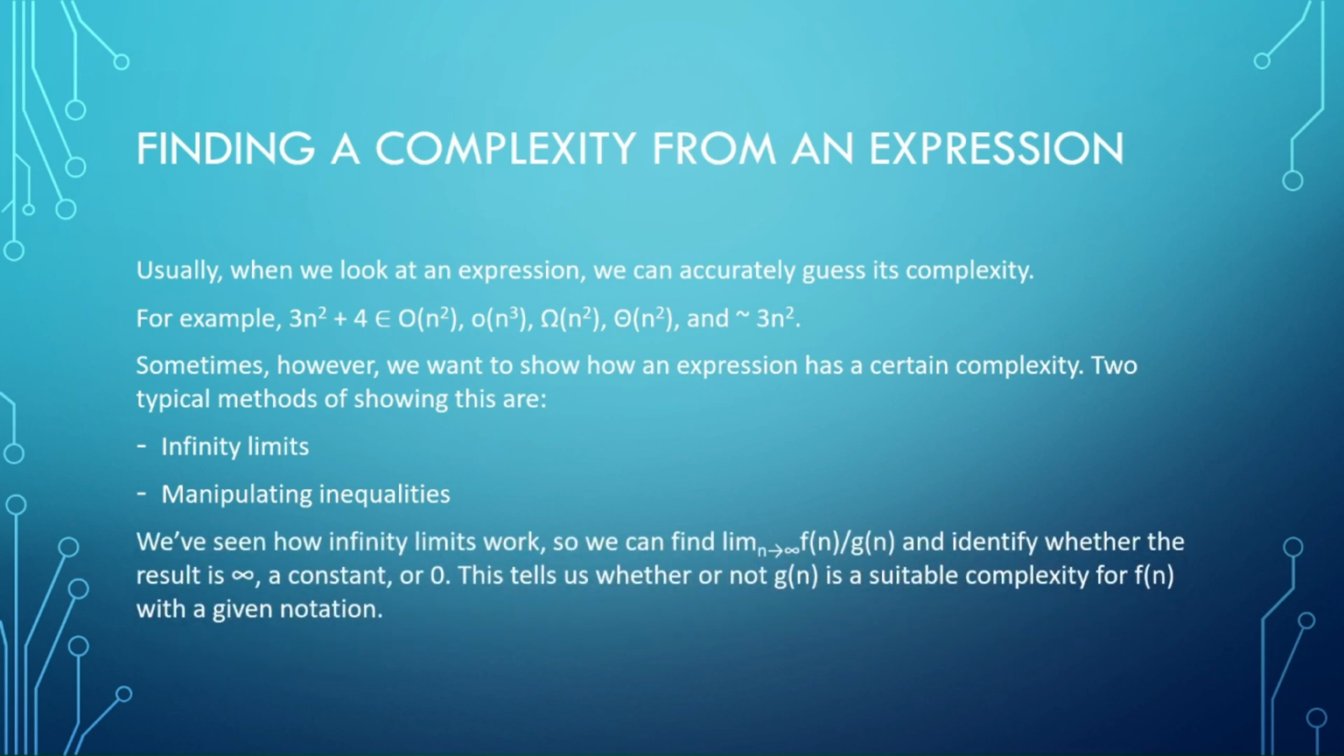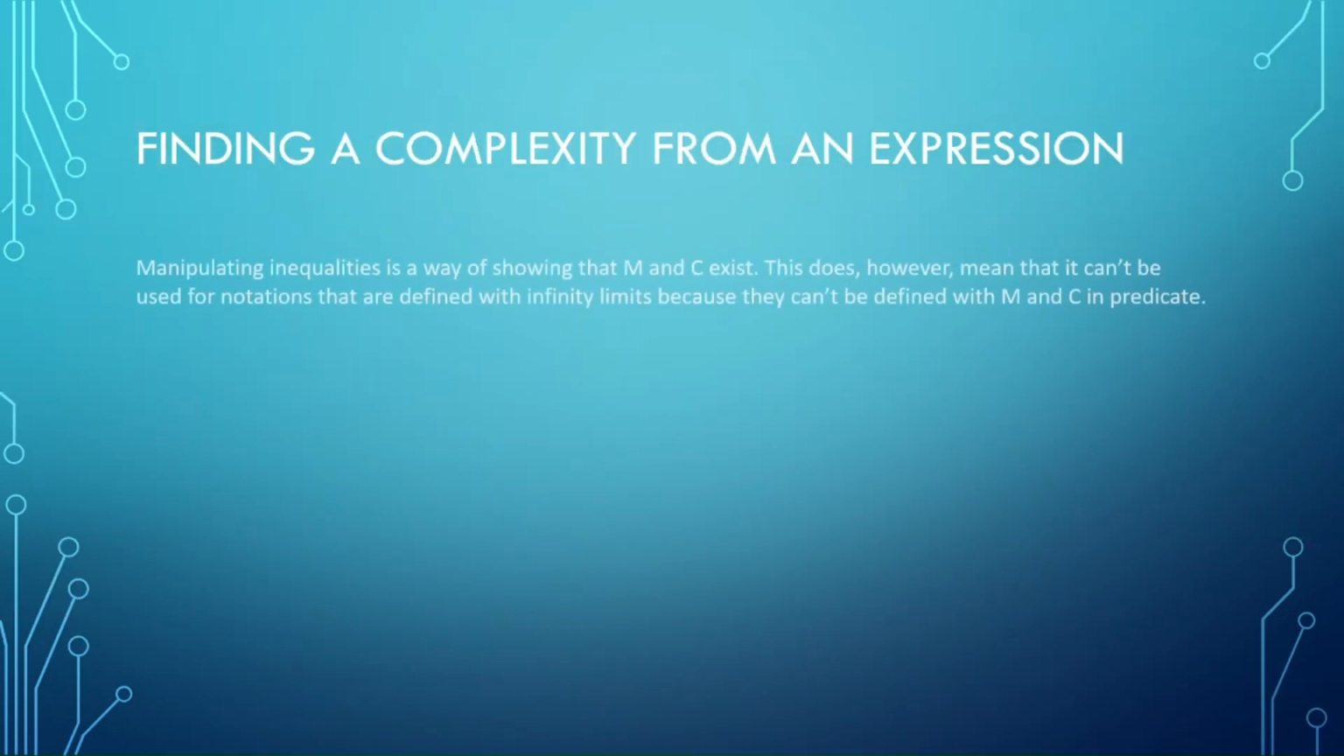We've seen how infinity limits work. We can find the limit as n approaches infinity of f of n over g of n, and we can identify which of the three scenarios occurs, whether the result is infinity, a constant, or 0. This tells us whether or not g of n is a suitable complexity for f of n with a given notation. That said, with tilde, it needs to be a constant, and the constant needs to be equal to 1. So of course, there might be 4 scenarios, one of which is like a sub-scenario of the constant.